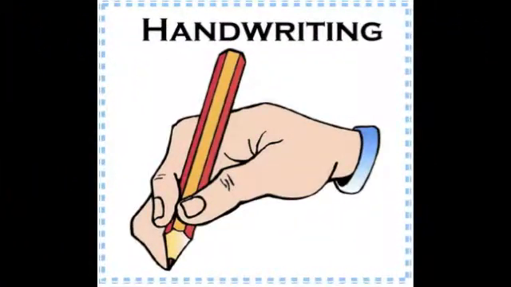Before assessing handwriting, what should a teacher determine about a student? The answer is a student's prerequisite skills. These skills include muscular control, eye-hand coordination, and visual discrimination.